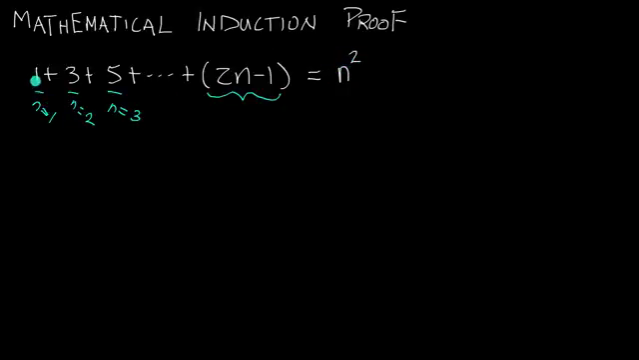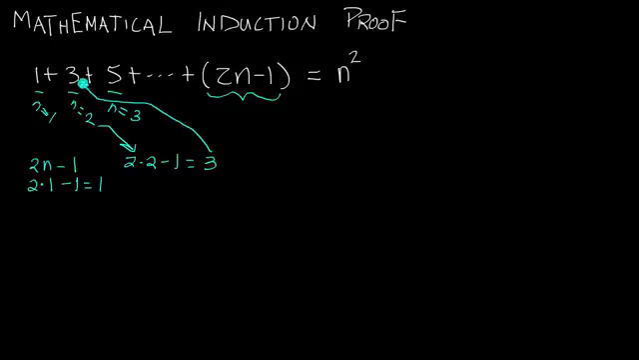So how exactly is 1 representative of the 2n minus 1? Well, n equals 1 for that first term, so we have 2 times 1 minus 1, and that is equal to 1. So that's how we get 1 for our n equals 1 term. Then for the n equals 2 term, we have 2 times 2 minus 1, which is equal to 3, and that's how we get 3 for this n equals 2 term.